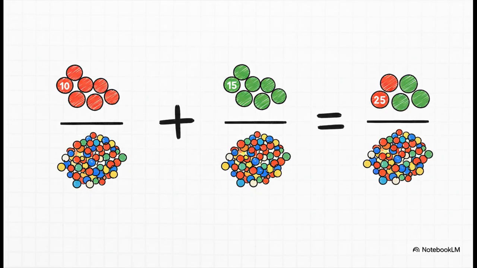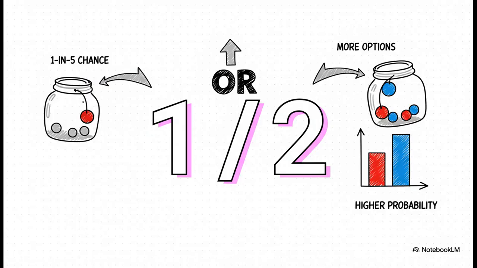So, back to our beads, which is much simpler. The chance of grabbing a red one is 10 out of 50. The chance of grabbing a green one is 15 out of 50. Since it's an OR problem, we just add them together. That gives us 25 out of 50. And what does 25 out of 50 simplify to? 1/2. Look at that. Her chances went from 1 in 5 for just red all the way up to a 50-50 shot. So remember this. OR means more options, which means your probability is always going to go up.